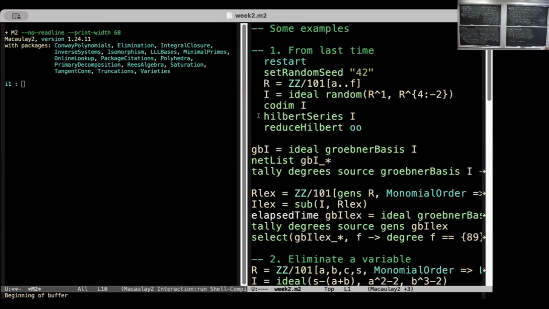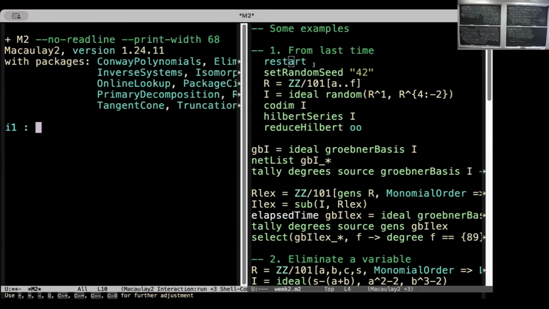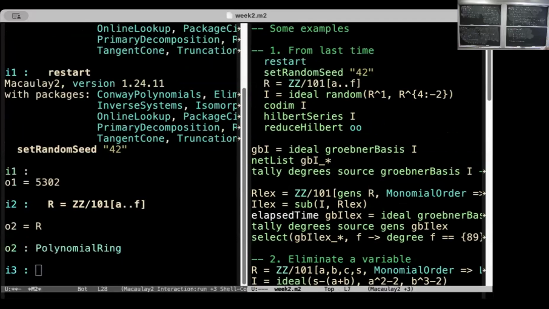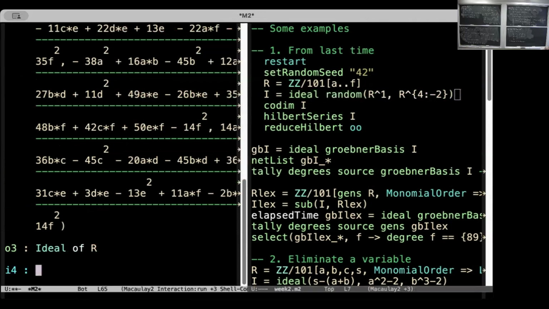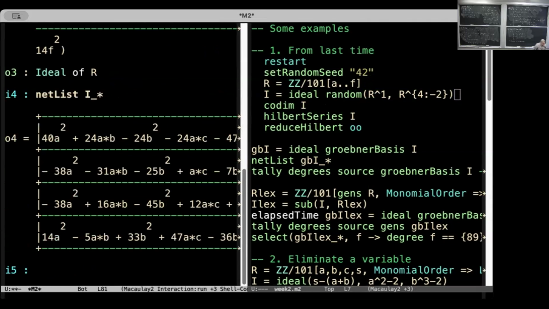So here is the example I want to show. I'm going to take a random ideal in 6 variables. I explained to a couple of people last time, but this thing here is choosing a random ideal of 4 quadrics in 6 variables. That was called I. So I underscore star, and then I do netList of that. These are the beginnings of the 4 polynomials.